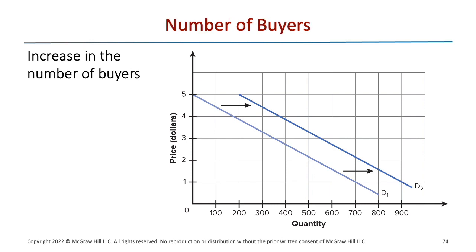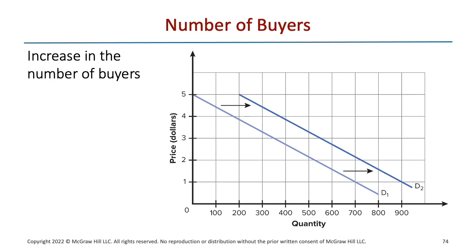Number of buyers, very, very straightforward. If you're in a town and all of a sudden your town's population drops overnight, let's say in the middle of the night people just move and leave, what's going to happen to the demand for milk at the grocery store? It's going to go down. Not because of the price, but because there are just fewer people buying it.